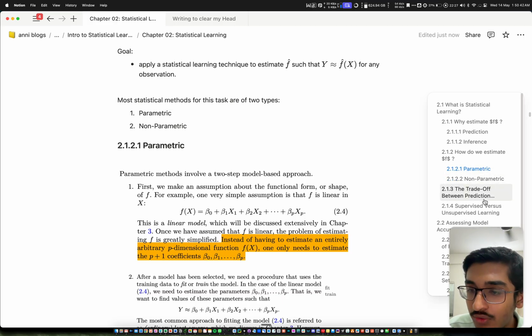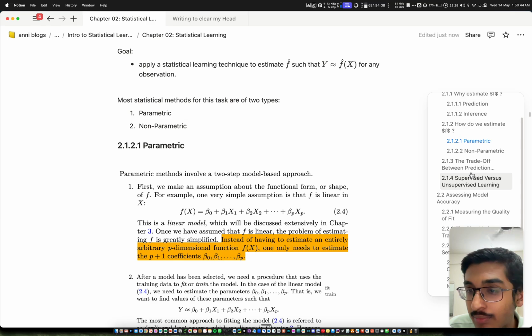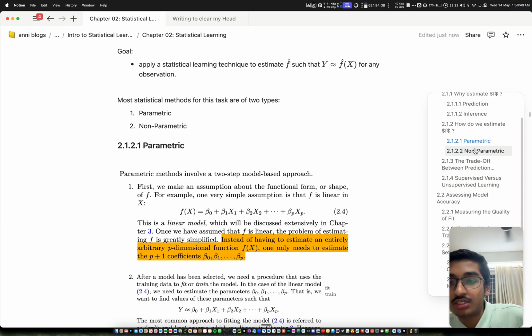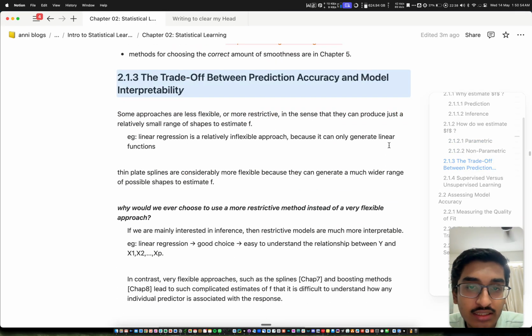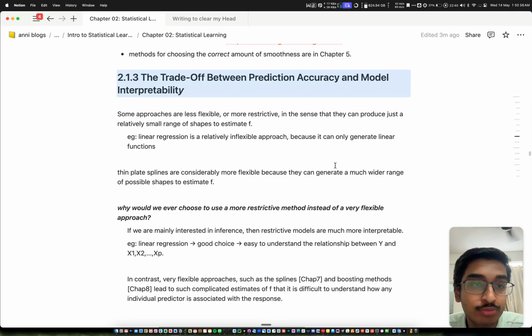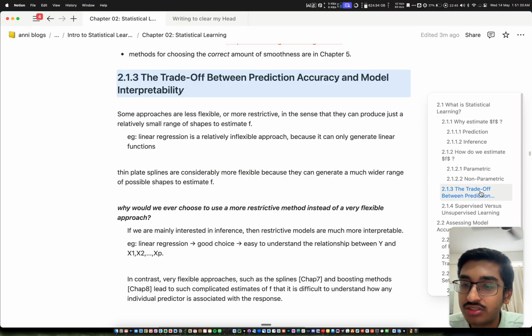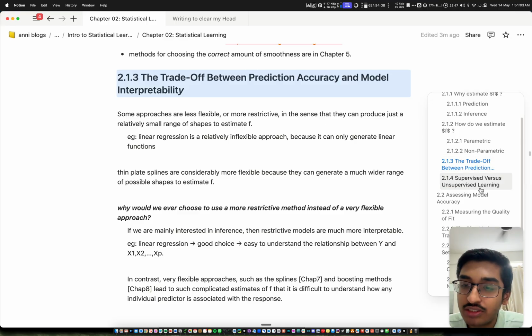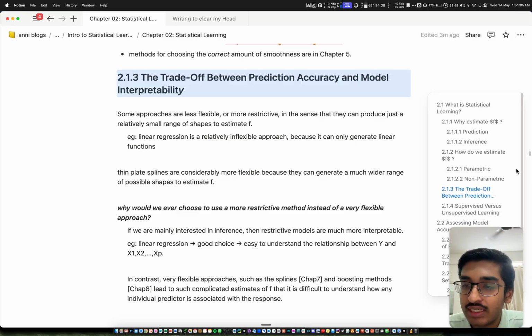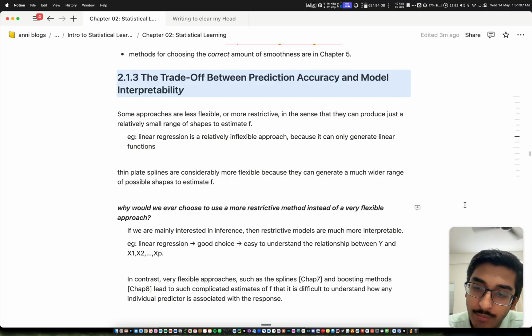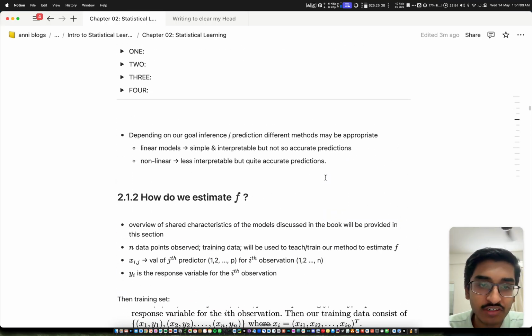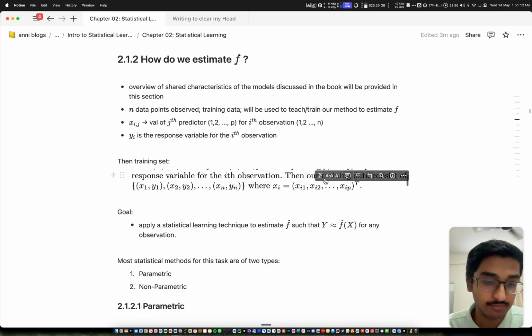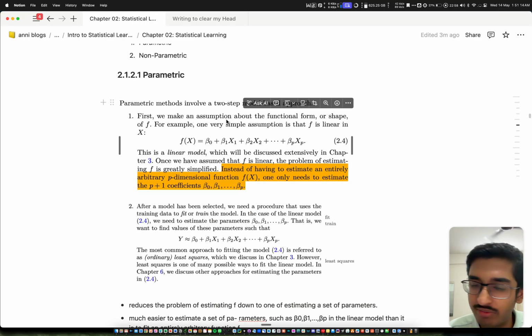Before I go on, I'll just give you a brief overview of the things we have later on. After we talk parametric, non-parametric, we're going to talk about the trade-off between prediction accuracy and model interpretability. We already talked about this, so it'll just be a refresher. Then supervised, unsupervised learning, and how do we measure the accuracy of a model. I think that last section is quite important, because there's no point fitting a bunch of models if we don't know how to measure how good they are, right? So parametric methods, I'm moving on.